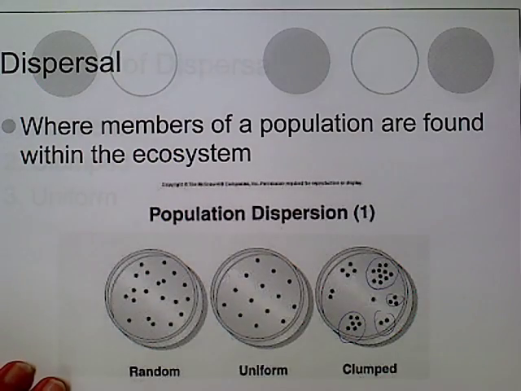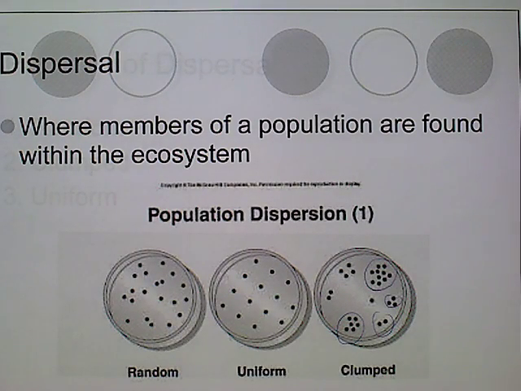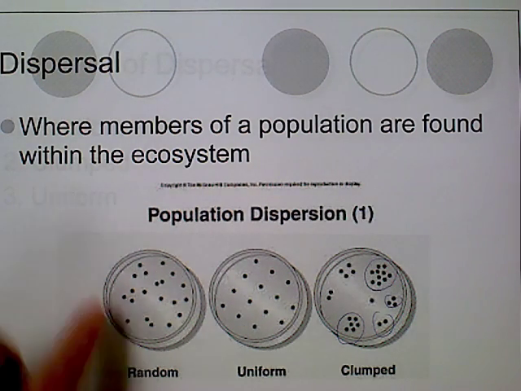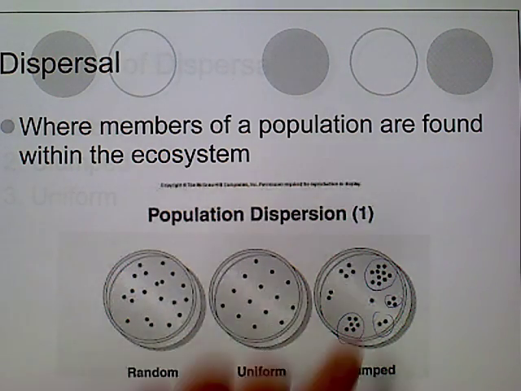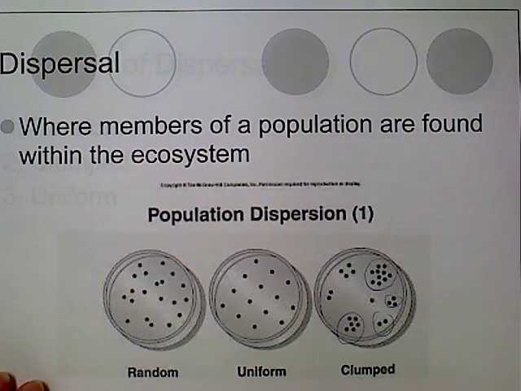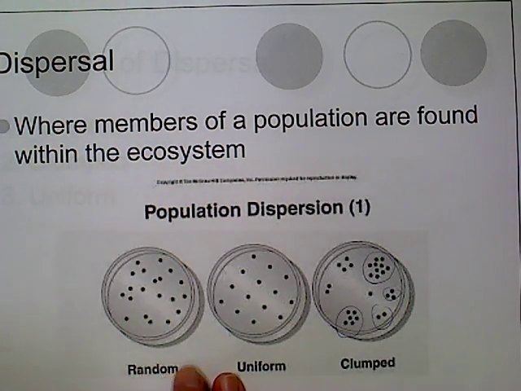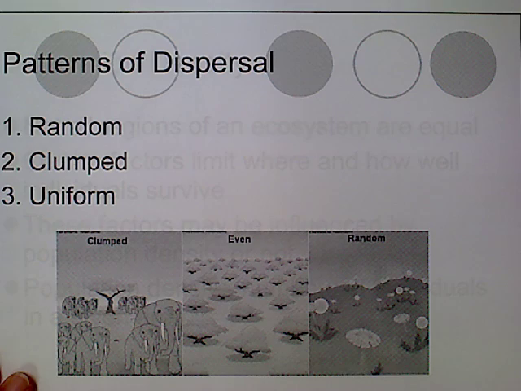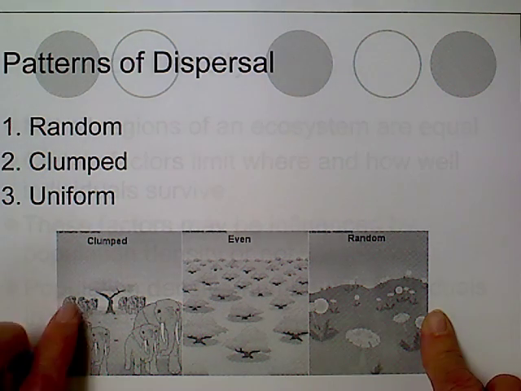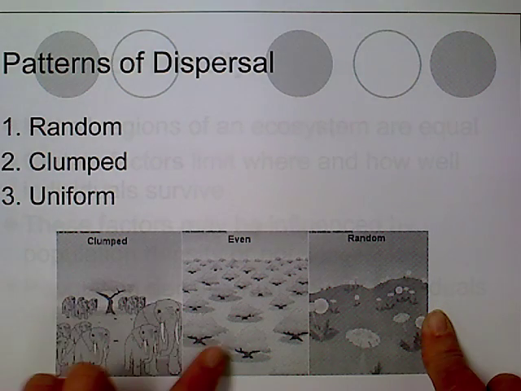Organisms can be dispersed differently within their environments, and dispersal is how they are found. They can either be random, where they're all over the place, uniform, where they're in nice little neat rows, or clumped together. They are going to be in these patterns based on the different environmental factors that are there. So we have random, like this here, clumped, where they stay in groups, and even.